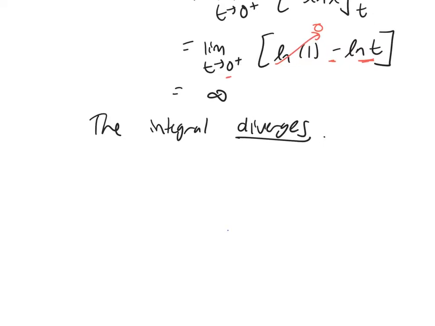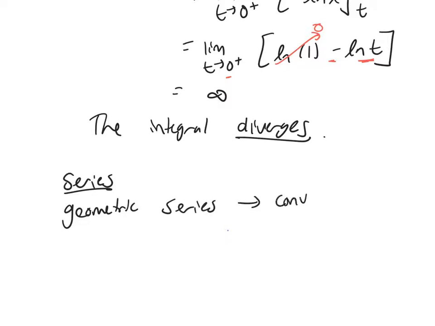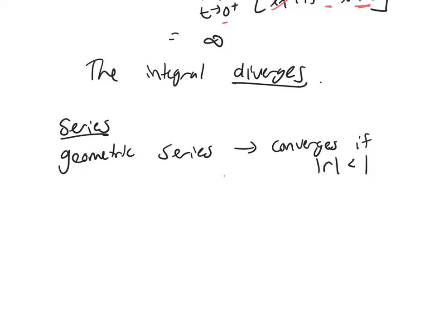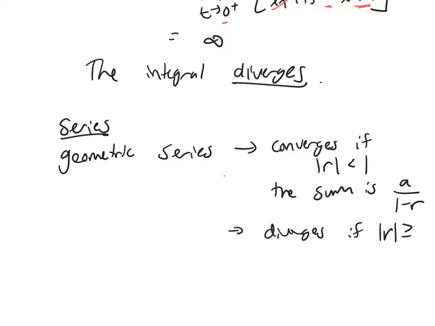So now I want to spend a little bit of time talking about series. And the first thing we're going to talk about is a geometric series. Remember, there are conditions on a geometric series. It depends on r, so it converges if the absolute value of r is less than 1. And in that case, the sum is a over 1 minus r. And it diverges if the absolute value of r is greater than or equal to 1.